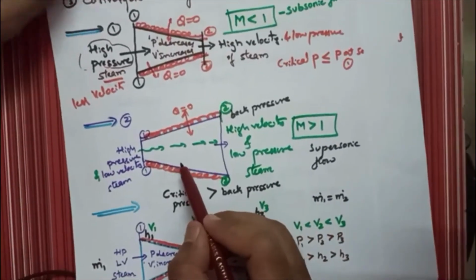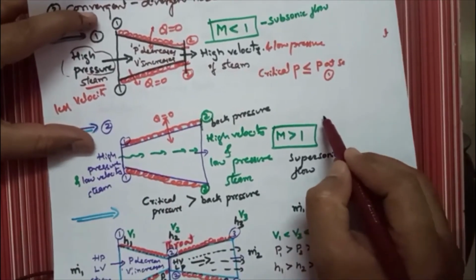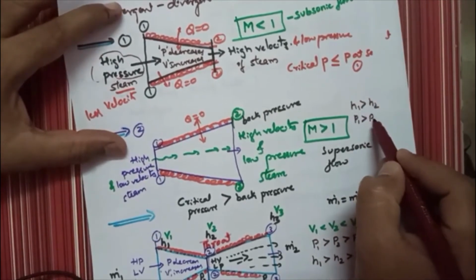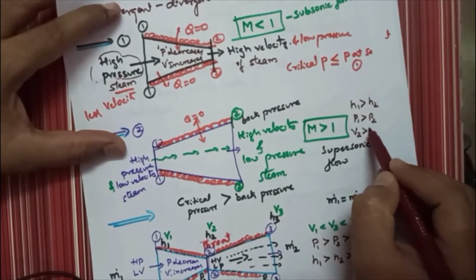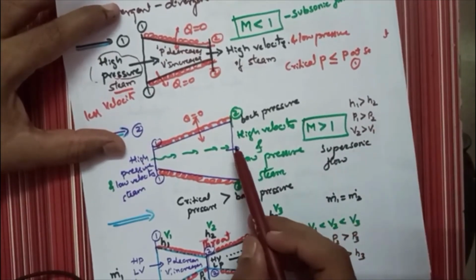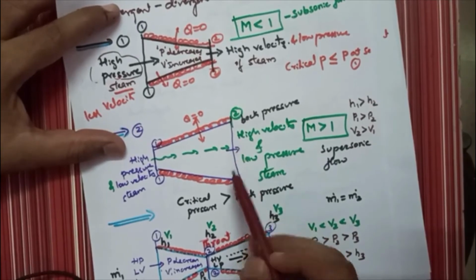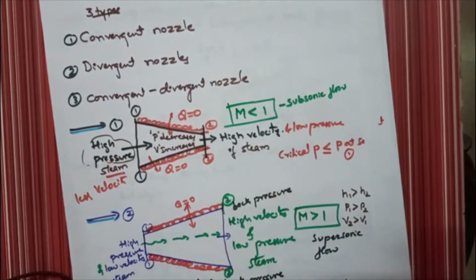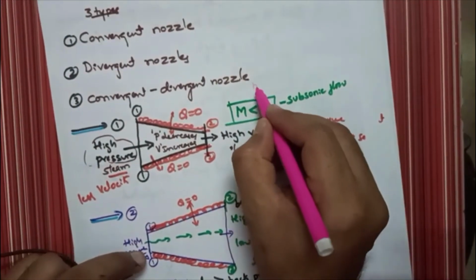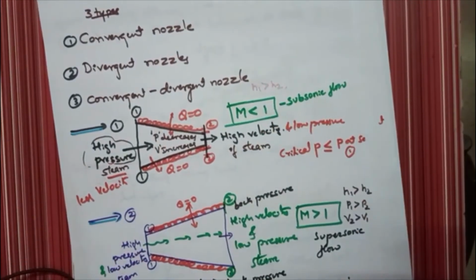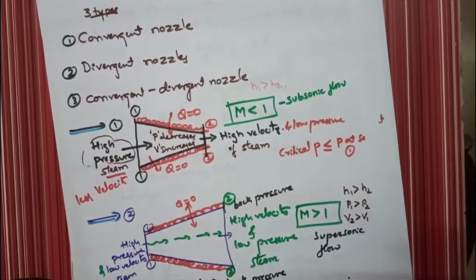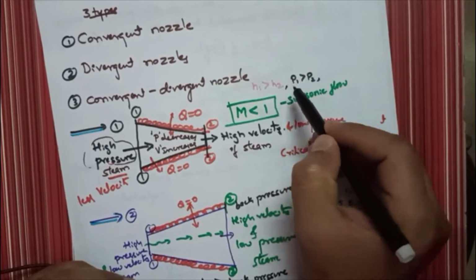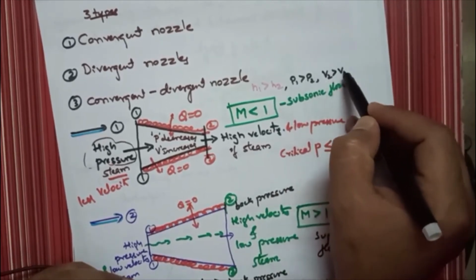And here in the divergent nozzle, I will write h1 is greater than h2, p1 is greater than p2, but velocity v2 is greater than v1. Velocity at the outlet of the nozzle is more, kinetic energy is more at the outlet of the nozzle. Here also the same thing: h1 is greater than h2, and p1 is greater than p2, but velocity v2 is greater than v1.